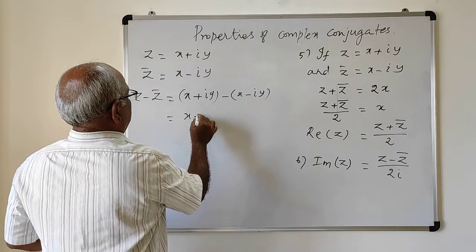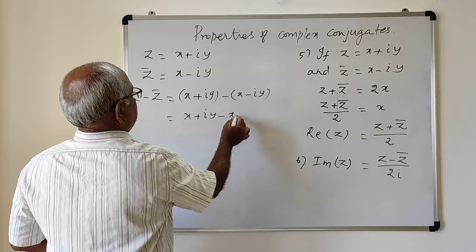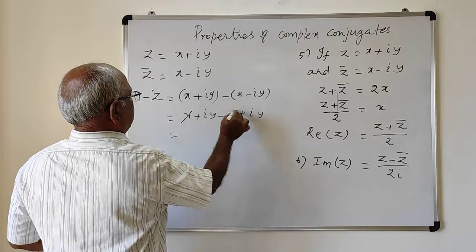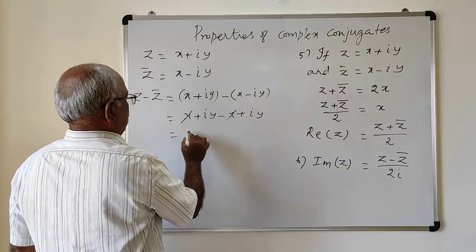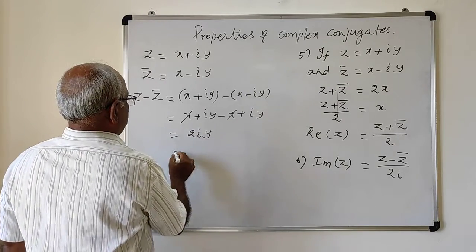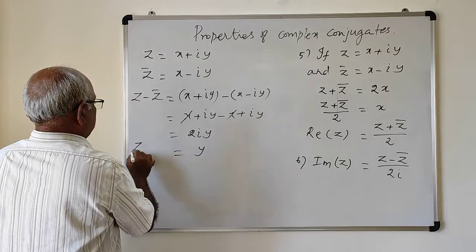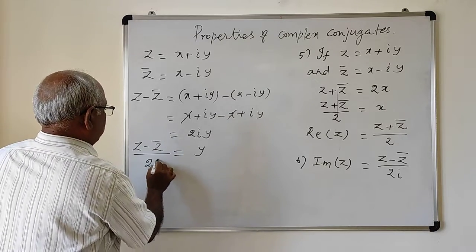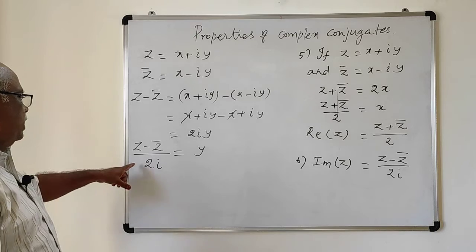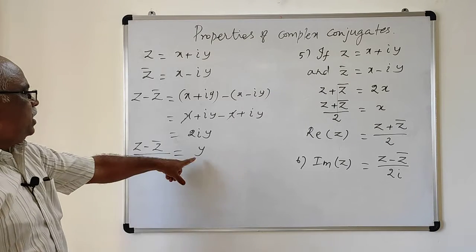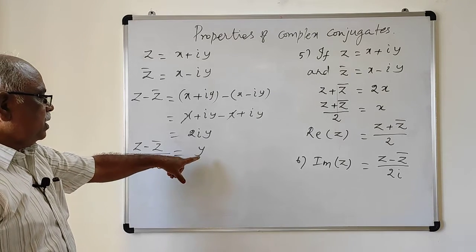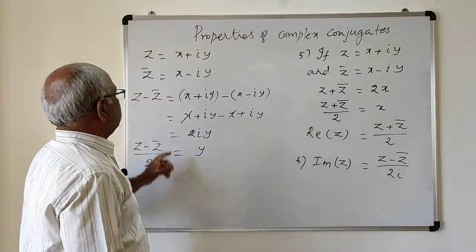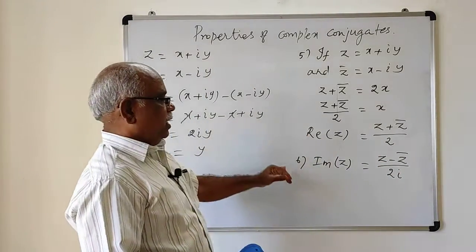So x plus iy minus x minus, minus iy. The x and minus x get cancelled, and you get 2iy. From this, y equals Z minus Z bar by 2i, as the denominator 2i comes to the right side. So y is the imaginary part of Z. So the imaginary part of Z is Z minus Z bar by 2i. This is the method we derive the sixth property.